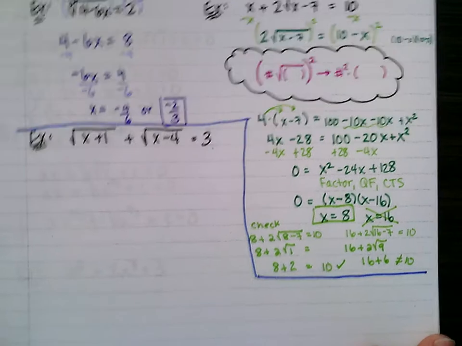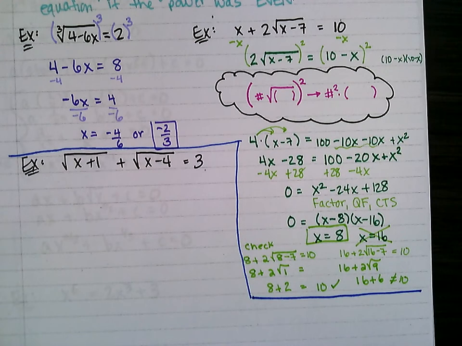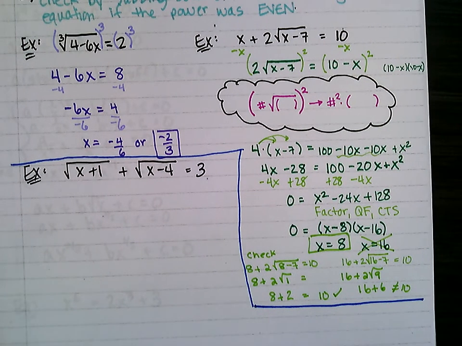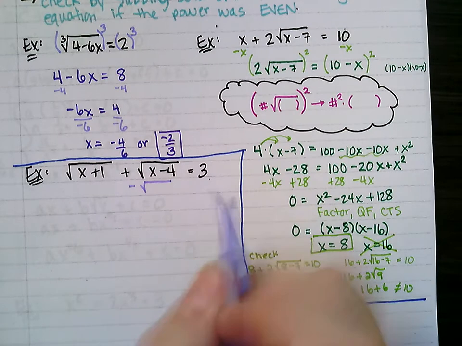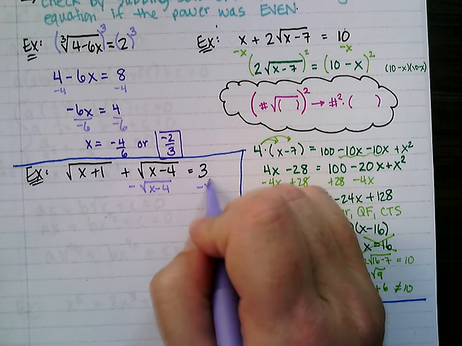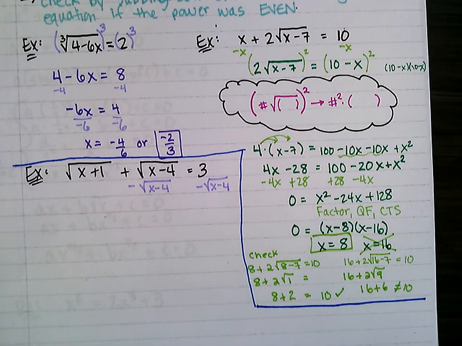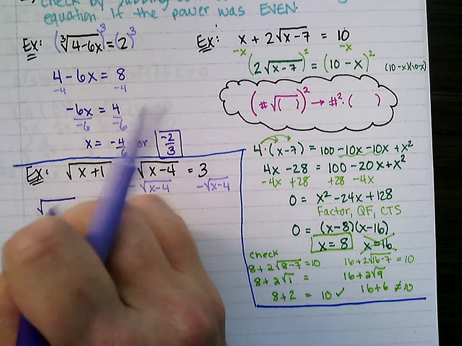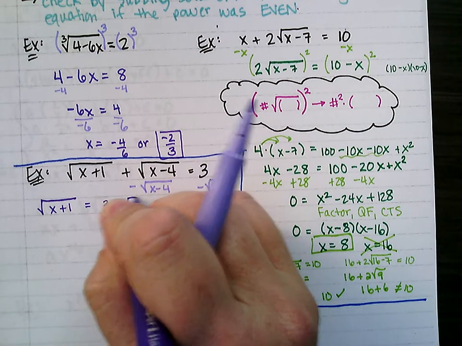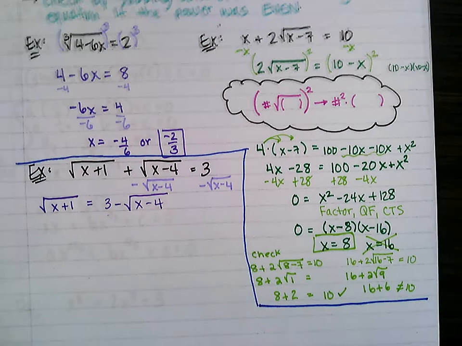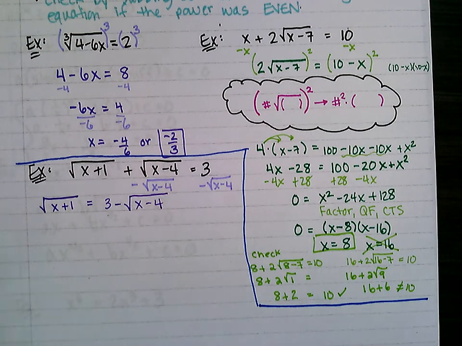Okay. Next one, radical equation. Oh gosh, this one has 2 radicals. So what we're going to do is isolate one of the radicals and go from there in solving. So we'll move one guy over to the other side. So we have square root of x plus 1 equals 3 minus square root of x minus 4. So now at this point, we are going to square both sides.